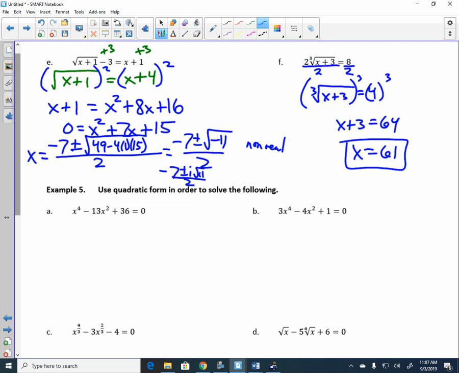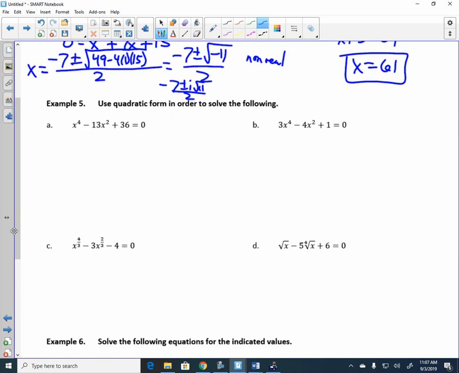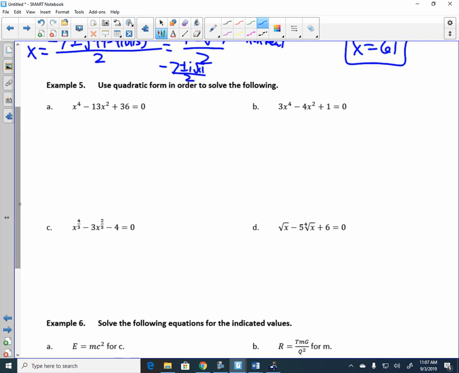Good? Okay. The next two pieces, we do example 5 and example 6, not example 7. Example 5 and example 6 were done, so we have 8 problems left to get through. You guys are doing good with time here, but here's the piece. It says use quadratic form, not the quadratic formula. It says use quadratic form in order to solve the following.